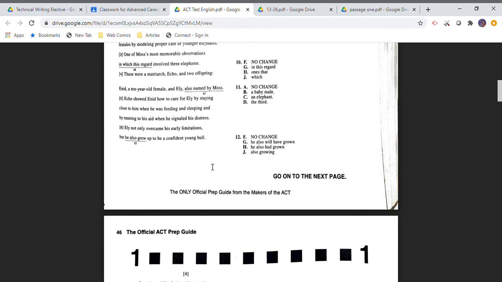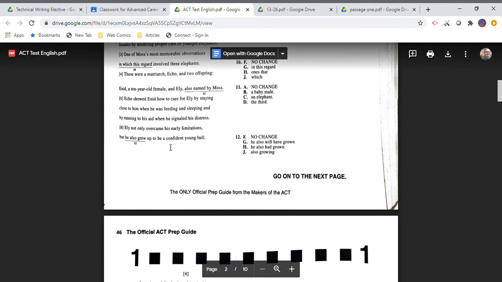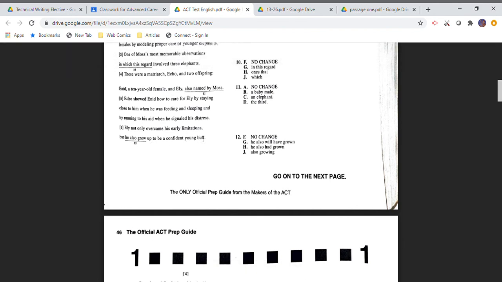Okay, so here's a construction here. "Not only" when it's at the beginning of a sentence always requires you to say "but also," which they do right here. But also he grew up. "Eli not only overcame his early limitations, but he also grew up to be a confident young bull." I like it. I don't think there needs to be a change, but let's make sure.